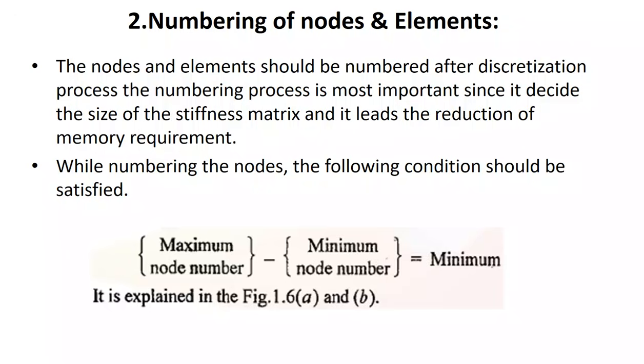The numbering process is most important since it decides the size of the stiffness matrix. Based on the node numbers, the size of the global stiffness matrix will vary, and it leads to a reduction of memory requirements. So based on the number of elements and the numbering of nodes, the memory requirement will increase or decrease.